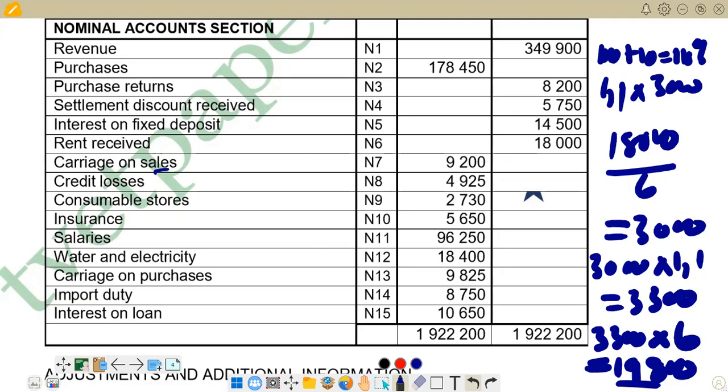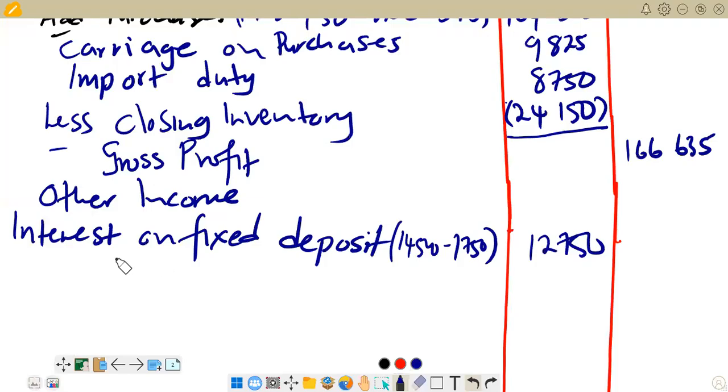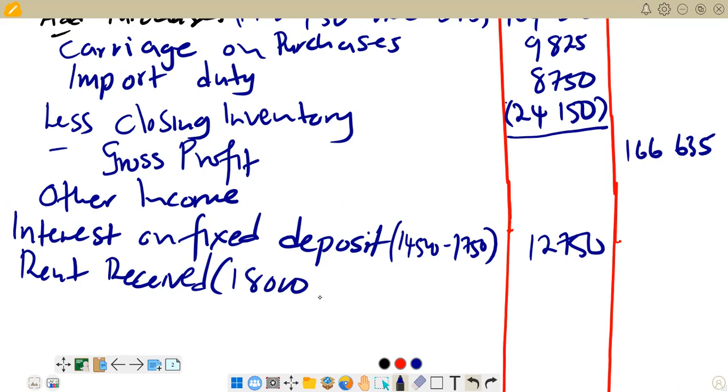So we go back to the answer section now, and we are saying rent received. To summarize the last part of the working, we have 18,000 that was there in the nominal section. Then we add the one that was not yet received, which is 19,800. When you calculate that, you're supposed to get 37,800. So that's what we have on rent received.